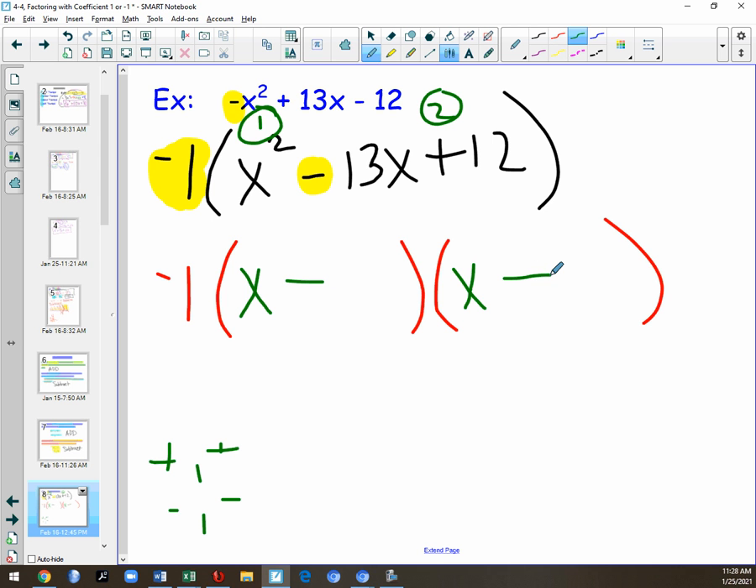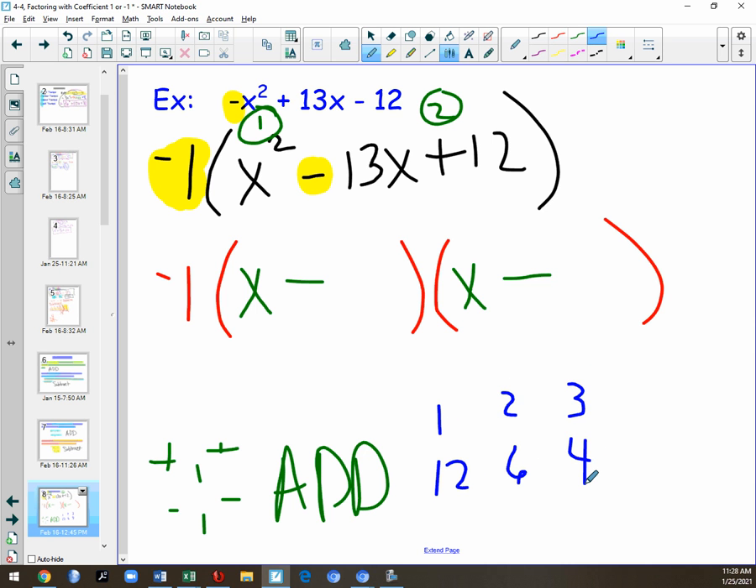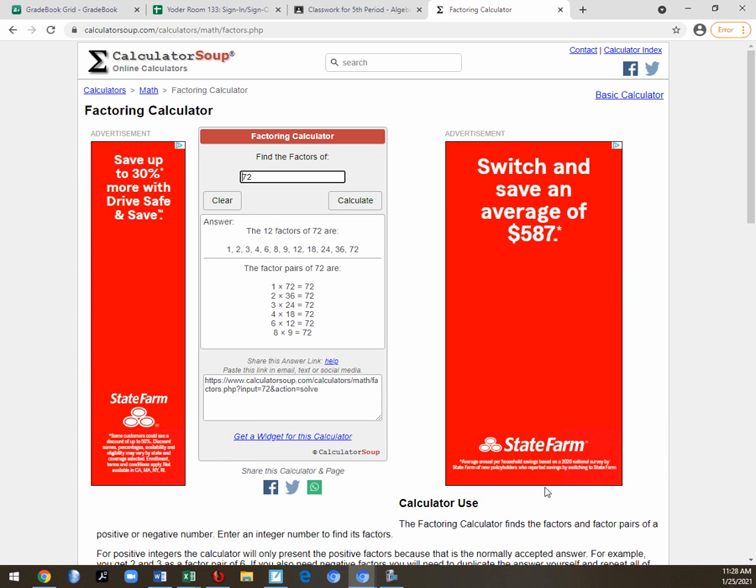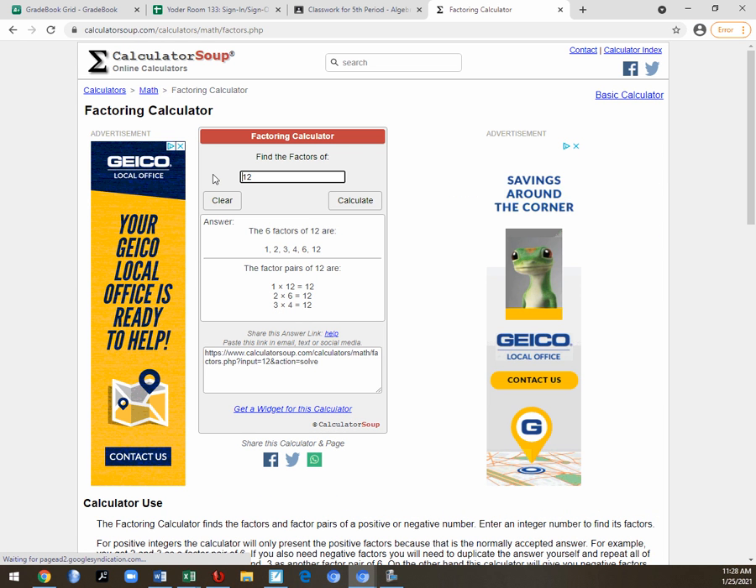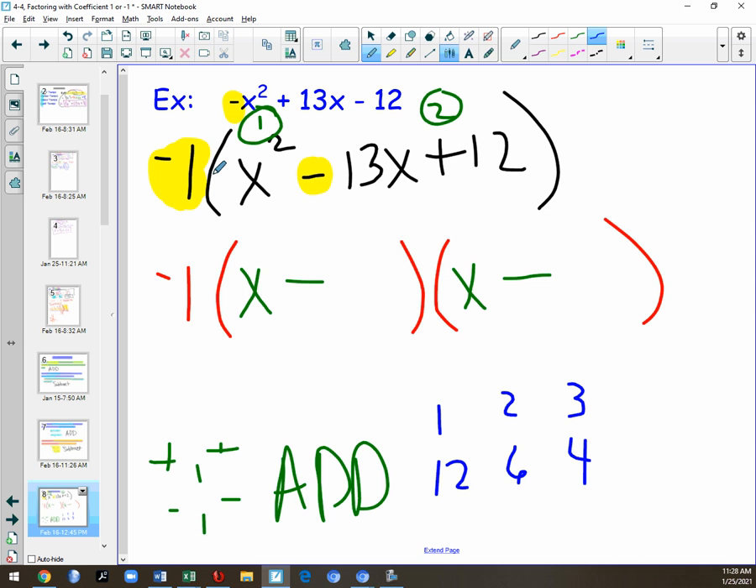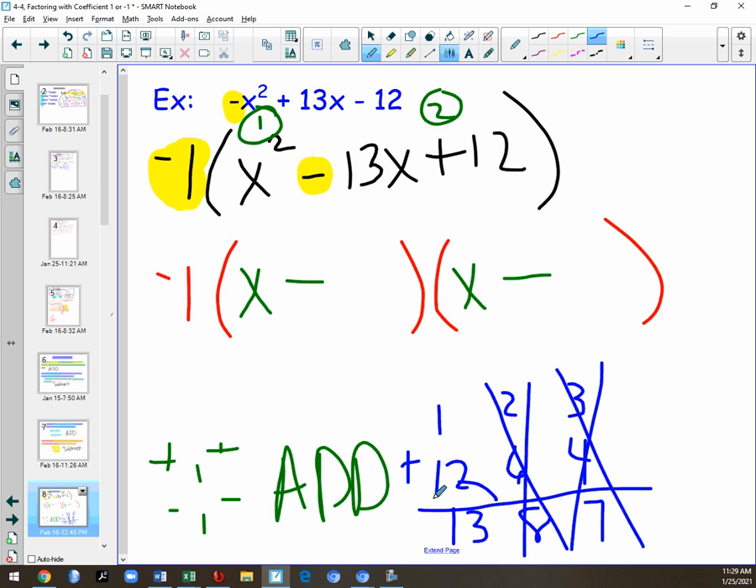I'm still adding the numbers together because the signs are the same, but that just means they're both going to be negative. Okay, so next thing I need to do is find all my factors of 12. 1 and 12, 2 and 6, 3 and 4. If you do not know how to find your factors because you struggle with multiplication, it is fine if you use calculator soup and type in the number 12 to get all of your factors, okay? Now, I said before, we want to add to get to 13. So if I'm adding, here's 13, here's 8, and here's 7. Those do not work. The only ones that are going to work are a 1 and a 12.